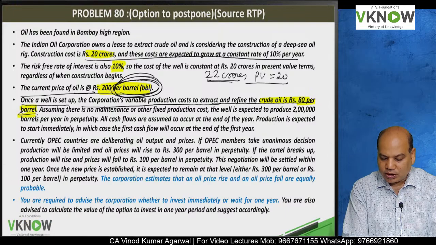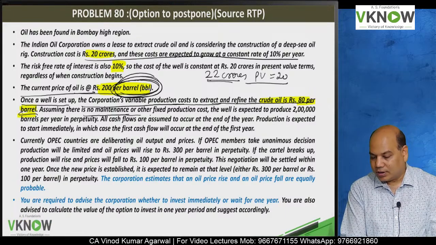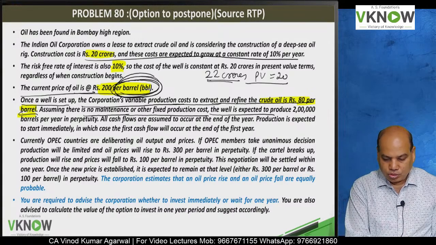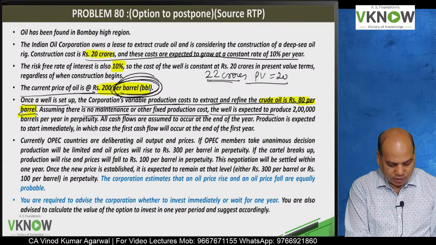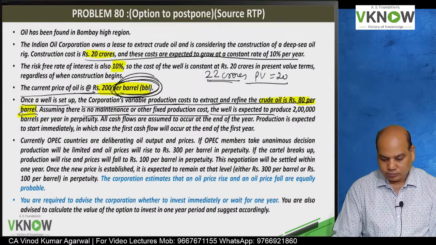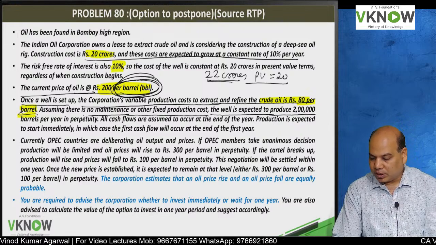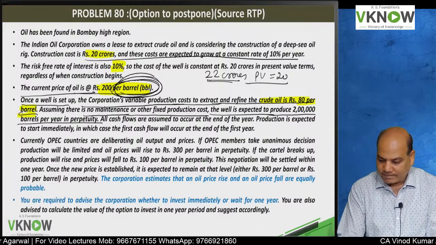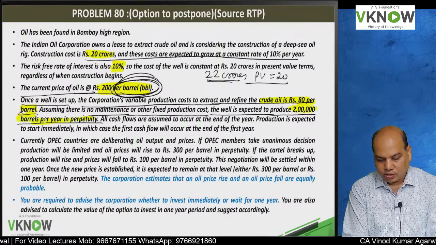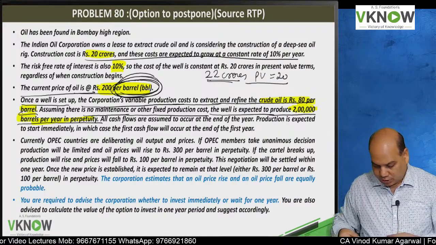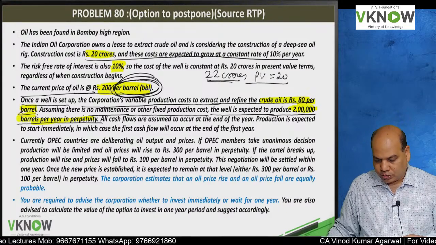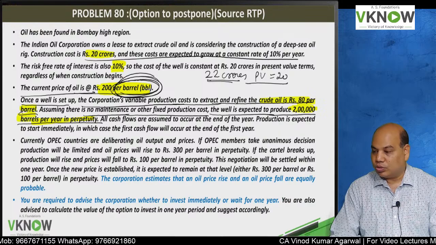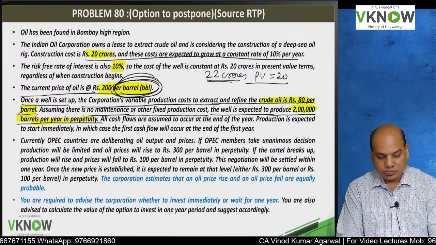Now it says, assuming that there is no maintenance or other fixed cost, the well is expected to produce 2 lakh barrel per year in perpetuity. Again underline, this is the quantity you are going to produce, 2 lakh barrel per year in perpetuity.